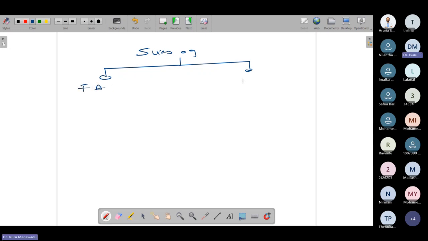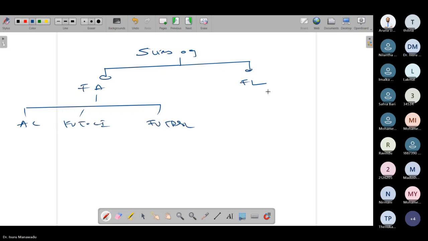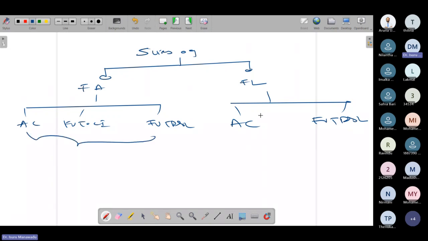Financial assets and financial liabilities. There are three classifications: amortized cost, fair value through OCI, fair value through P&L. That's how financial instruments are classified as per SLFRS 9. This classification is purely based on two things.